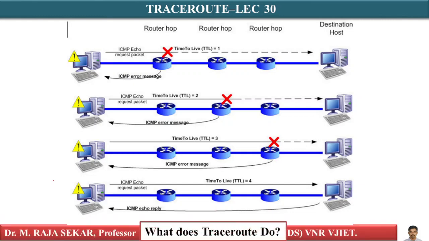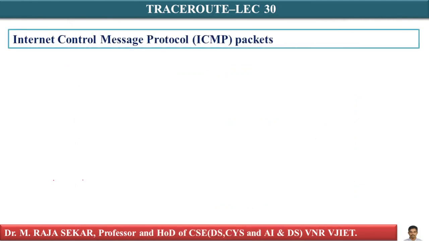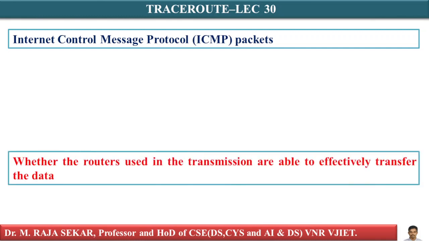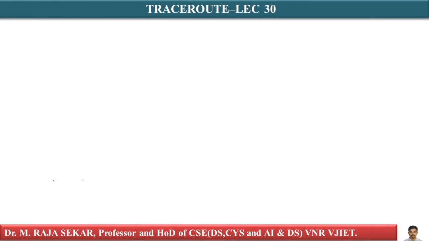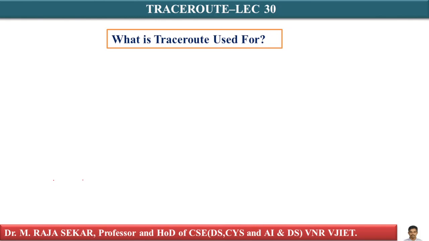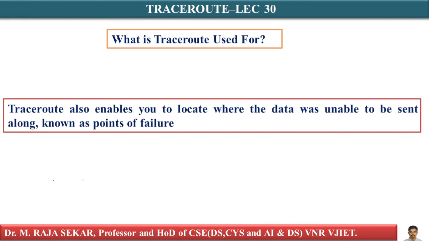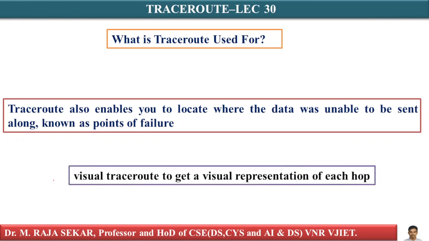What does traceroute do? A traceroute works by sending Internet Control Message Protocol (ICMP) packets. The ICMP packets provide information about whether the routers used in the transmission are able to effectively transfer the data. What is traceroute used for? Traceroute also enables you to locate where the data was unable to be sent along, known as points of failure. You can also perform visual traceroute to get a visual representation of each hop.